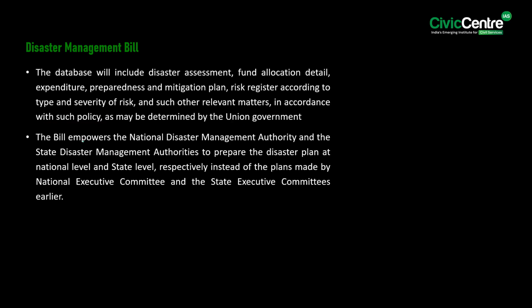Further, the database will include disaster management, fund allocation details, expenditure, preparedness and mitigation plan, risk register according to the type and severity of the risk, and such other relevant matters in accordance with such policy as may be determined by the Union government. Notably, the bill empowers the National Disaster Management Authority and the State Disaster Management Authorities to prepare the disaster plan at national level and state level, respectively, instead of the plans made by the National Executive Committee and the State Executive Committees earlier.